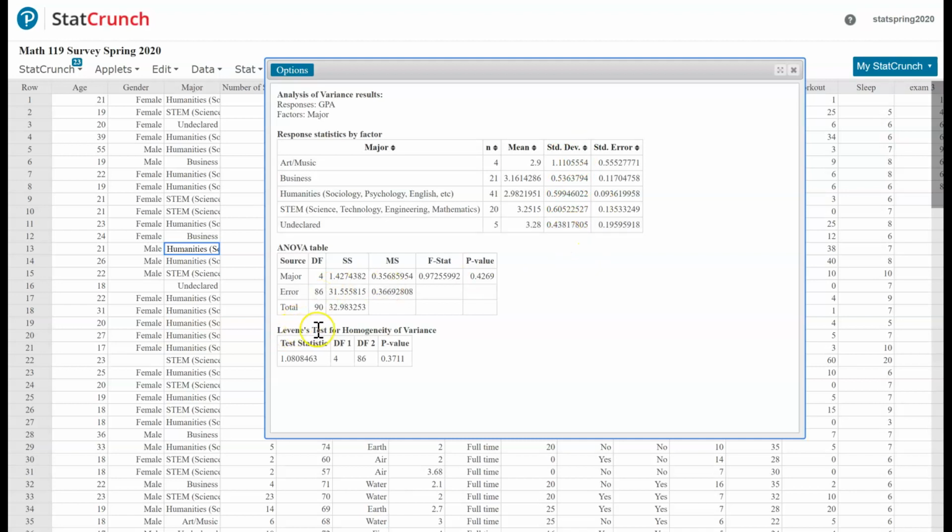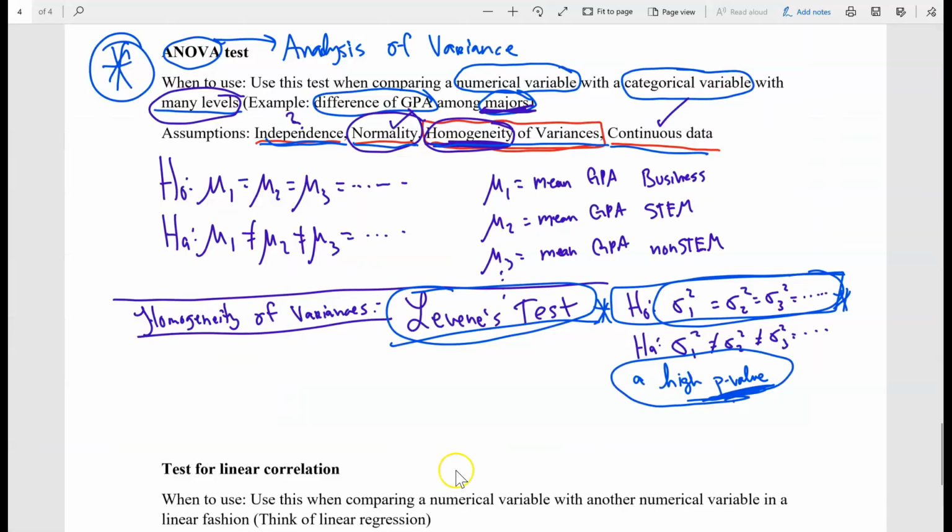So here's Levene's test. You see that the p-value is a little high, 0.37, 37%. So the p-value is high, which is good. In this case, we want the p-value to be high, which basically confirms that the standard deviations or the variances are essentially all the same. We can assume that. So now, because of that, we can go to our ANOVA table. That means our homogeneity of variances is checked. It's all good by Levene's test.